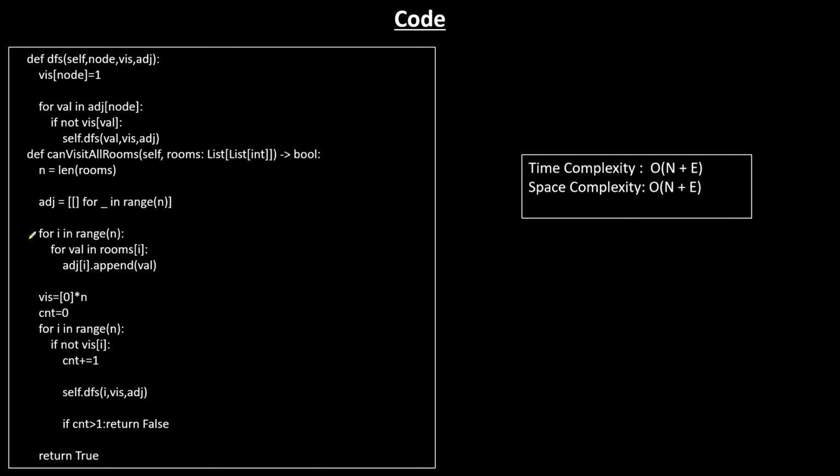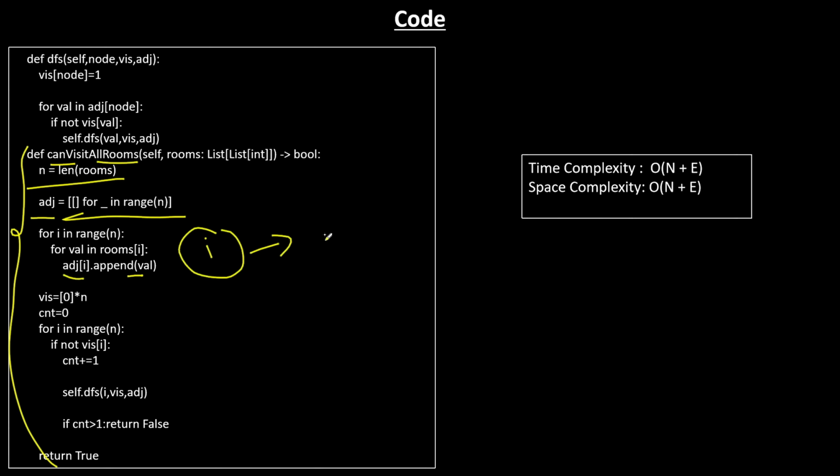So this is the function which is basically given to us, canVisitAllRooms. This is the length taken of the rooms. This is the adjacency list which we create. This particularly means that whatever the value of i is, it is connected to. Fine, this is the thing which is happening here. We create a visited array or list, initialized with 0, and count also.